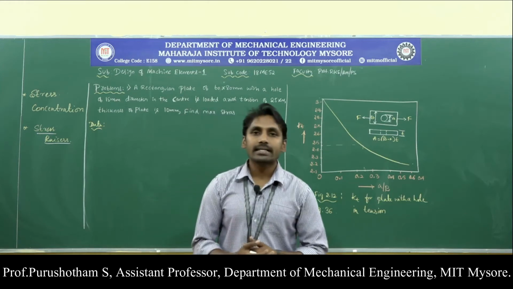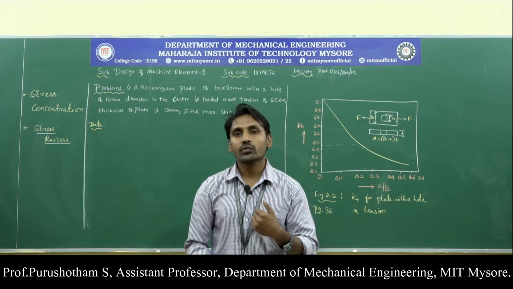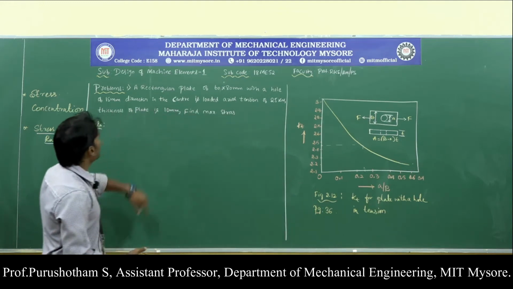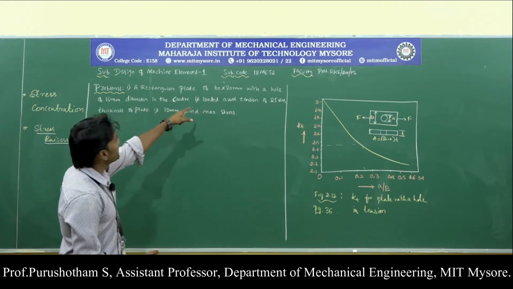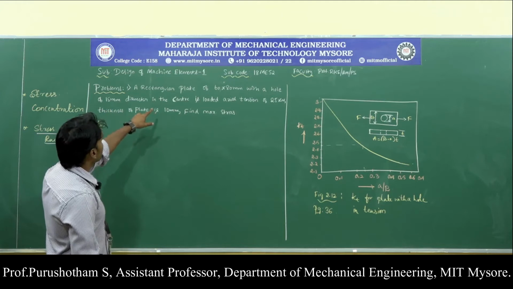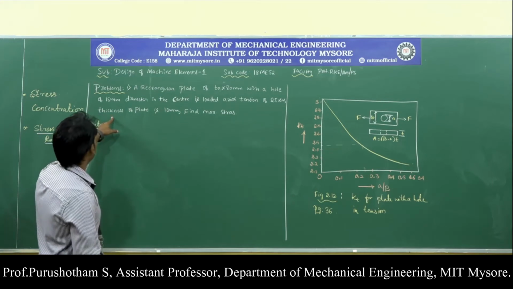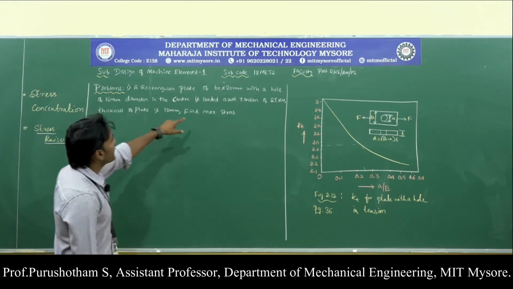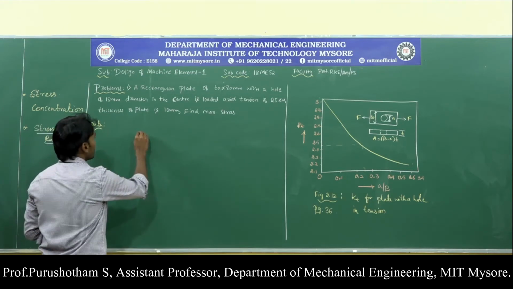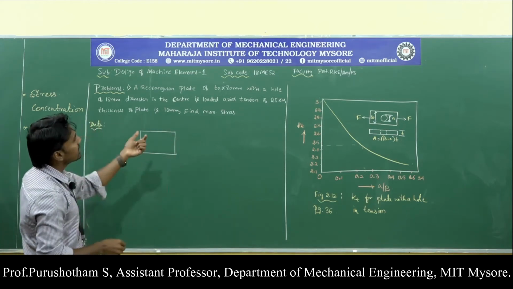Let us see some cases in stress concentration, based on some types of discontinuities, and calculate the stress concentration factor. First I will read out the problem. A rectangular plate of 60 cross 80 millimeter with a hole of 15 millimeter diameter in the center is loaded with an axial tension of 25 kilonewton. The thickness of the plate is 10 millimeter. Find the maximum stress. They have given a rectangular plate, so first I will draw a rectangular plate, which is 60 cross 80 millimeter.